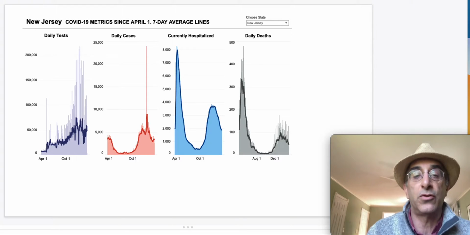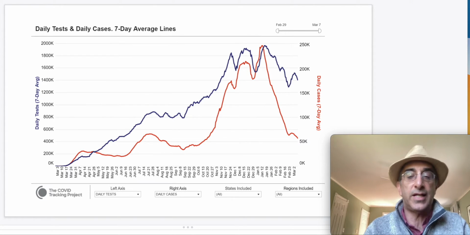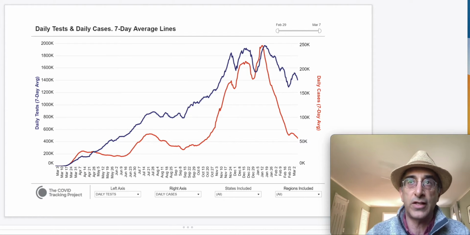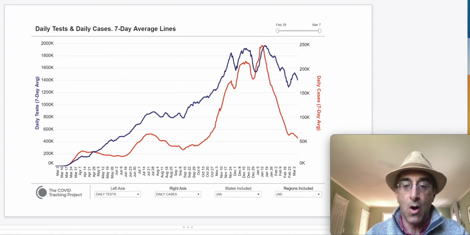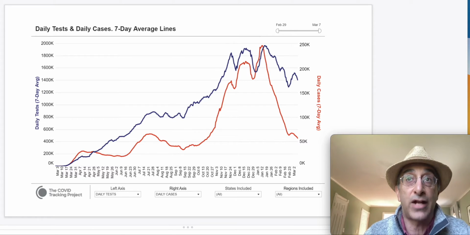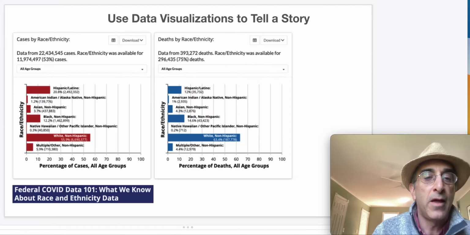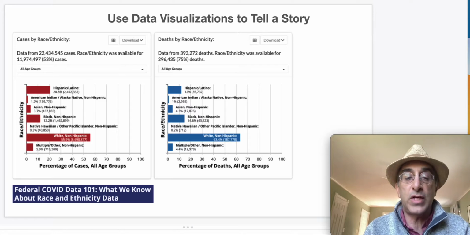So another thing you can do with data visualization is you can facilitate appropriate comparisons. There was a big question. Well, more tests cause more cases. Yes, they do. No, they don't. Well, what if we actually used data and created data visualizations to see if there was a correlation there? Imagine that, looking at facts. Facts, what a concept.